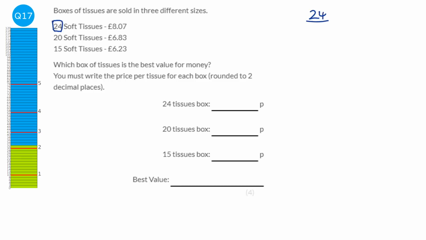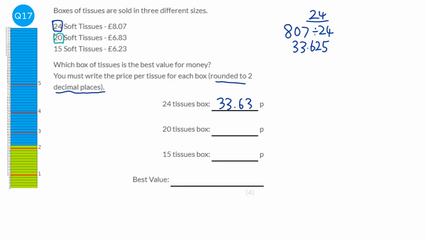And what I'm going to do is convert the money into pence, just so that we don't have as much decimal. And we're going to do 807. I'm going to divide by the 24 to find out the price of one tissue. So that is 33.625. And so I'm just going to round that to 33.63. I'm just going to round everything to 2 decimal places, which it says in the question.